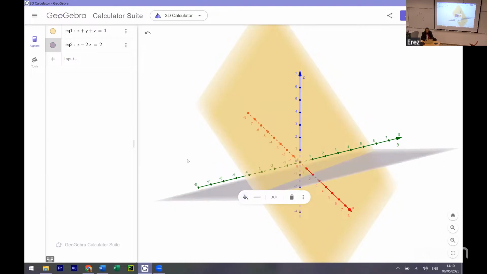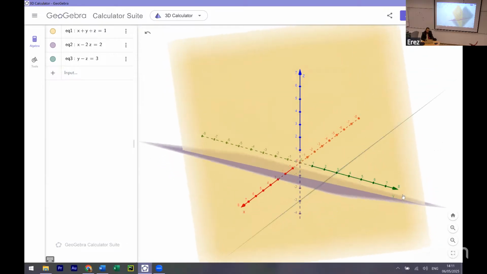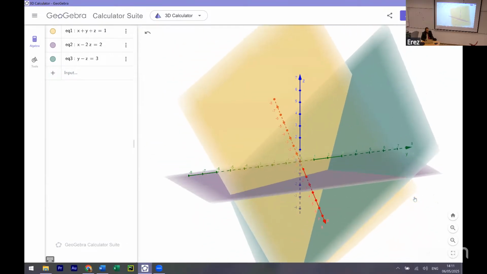Eggplant. And lastly, it was y minus z equals 3. Broccoli. Okay, so there is indeed an intersection, a singular intersection of these 3 lines.